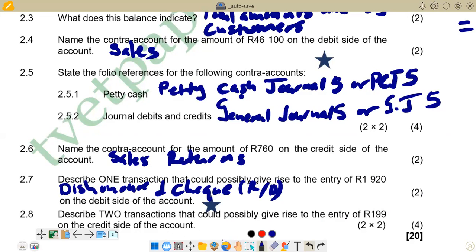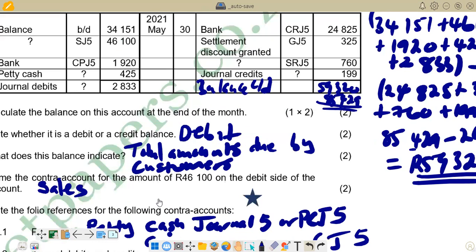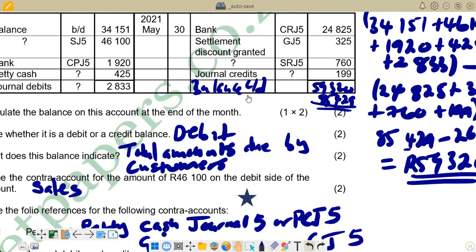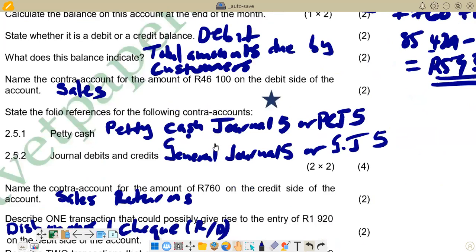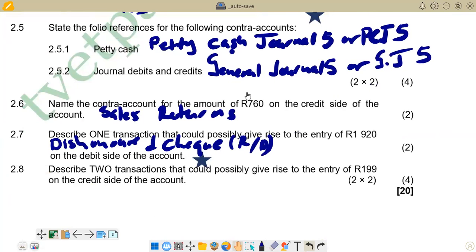Then we go to the last one, which is 2.8. 2.8 is saying describe two transactions that could possibly give rise to the entry of 199 on the credit side of the account. So we go again to see 199. We have journal credits. These are the ones that I was explaining, that they are journal entries, and usually when we have these journal entries, they indicate that there's a correction of an error that has been done. And obviously, here the response is correction of error.